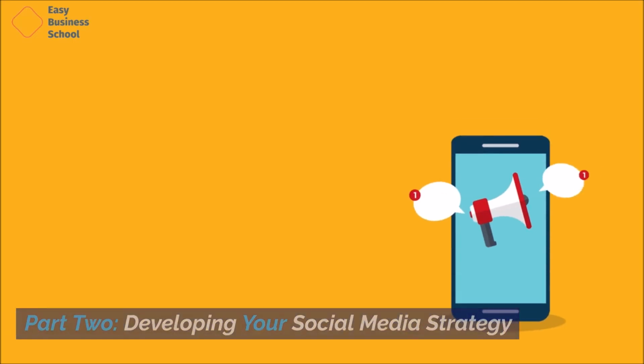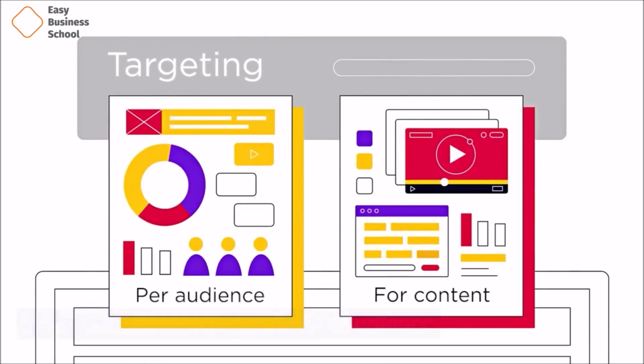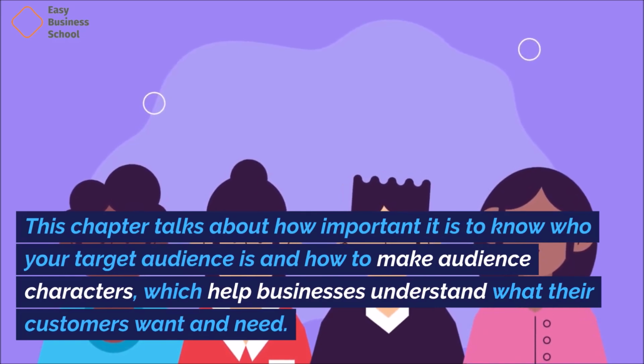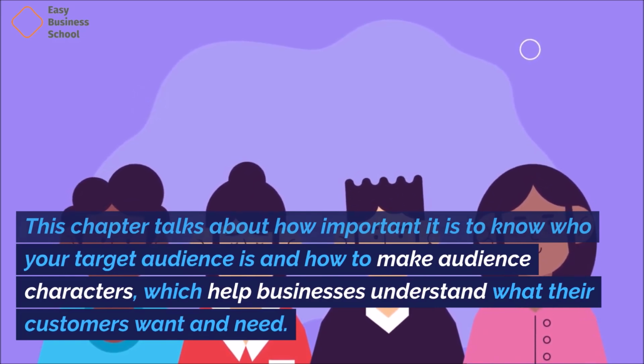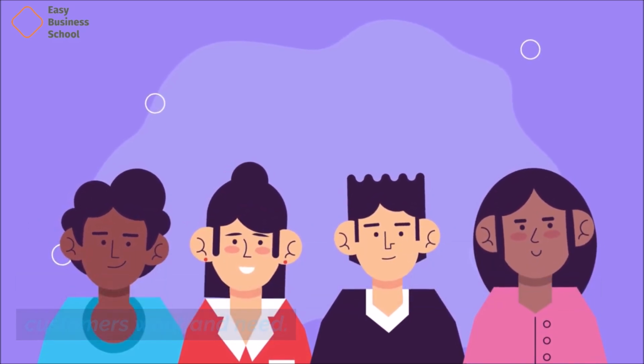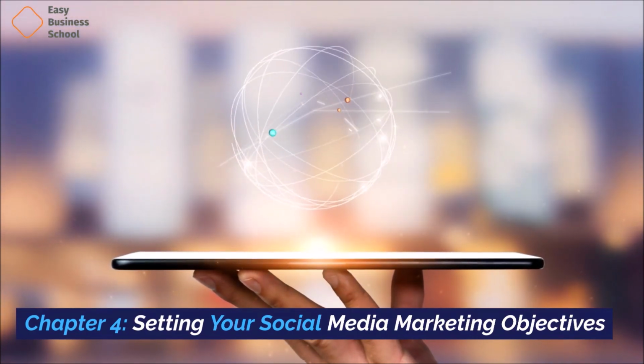Part 2. Developing your social media strategy. Chapter 3. Defining your target audience. This chapter talks about how important it is to know who your target audience is and how to make audience characters, which help businesses understand what their customers want and need. Chapter 4. Setting your social media marketing objectives.